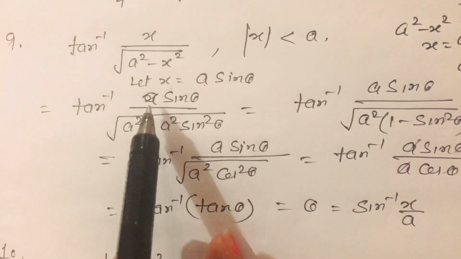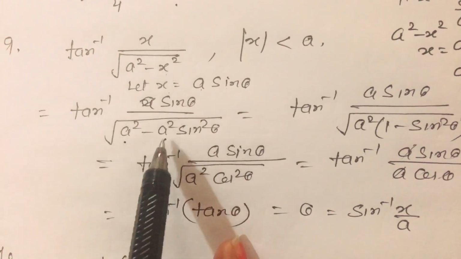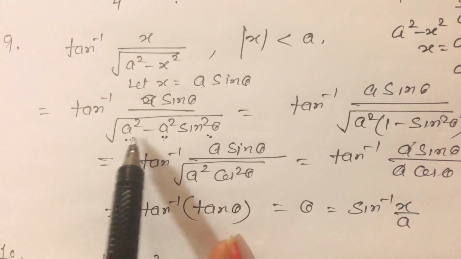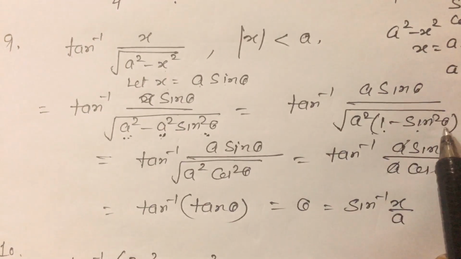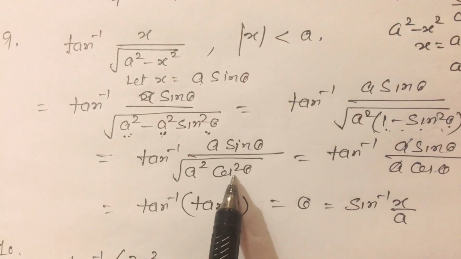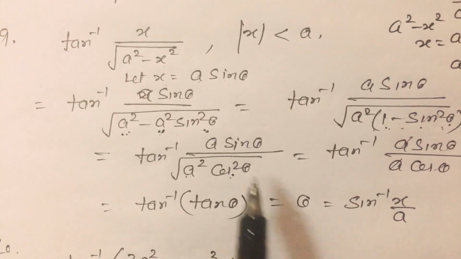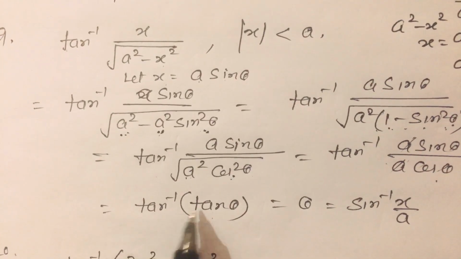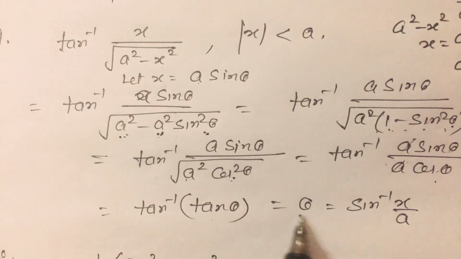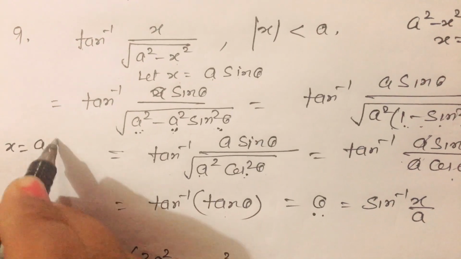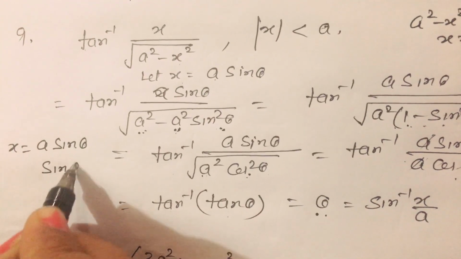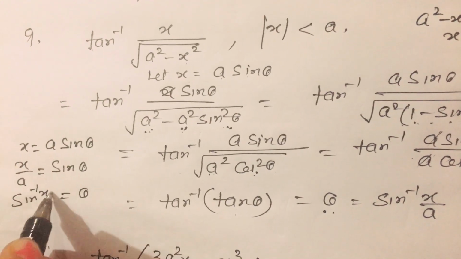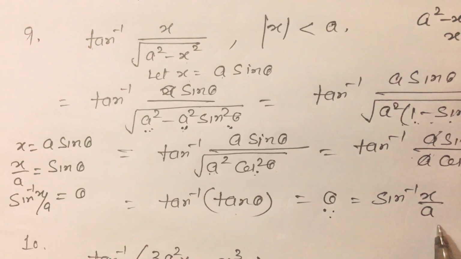Tan inverse a sin theta upon root of a square minus x square. In place of x, what will we put? a sin theta. It will be a square sin square theta. Then we will take a square common, and we will get 1 minus sin square, and 1 minus sin square is cos square. So the square root of a square is a, and the square root of cos square is cos theta. So a cancels with a, sin upon cos is tan, tan cancels with tan inverse, and we get only theta. And what is theta here? If x is equal to a sin theta, then sin theta will be x upon a, then theta will be sin inverse x upon a. So theta is equal to sin inverse x upon a.